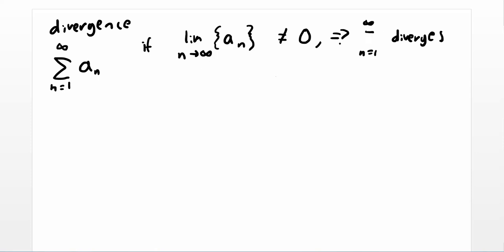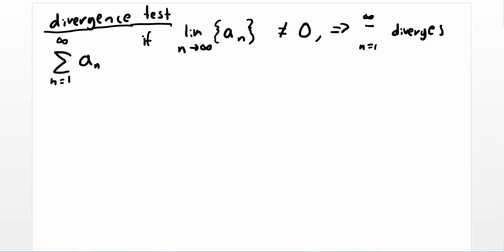And that's all you get. If the limit is 0, the test is inconclusive and you have to try something else. That's why it's called the divergence test, because that's all it tells you about is divergence. So we can look at a few examples, but it's a relatively straightforward test.